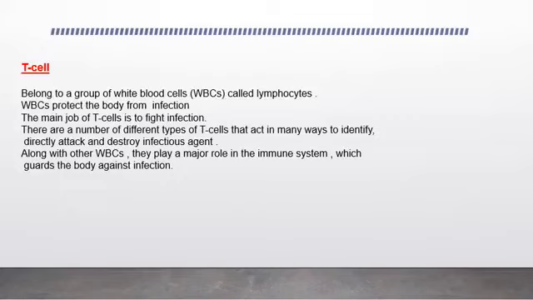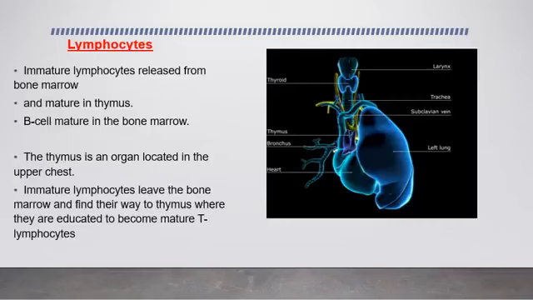And we want to know how the T lymphocyte works, because, as I mentioned, the T lymphocyte has different types of cells. Here we want to know that the T cells come out from the thymus, and these are naive T cells. They are immature lymphocytes released from the bone marrow, but the T cells mature in the thymus.